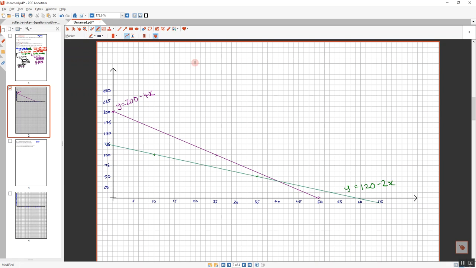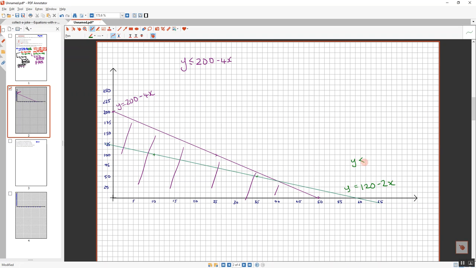Now, if I want to shade y is less than or equal to 200 minus 4x, am I going to shade underneath or above this line? Underneath, okay, right. So I'm going to shade underneath. So it'll be all of this stuff. Now I'm going to shade it, but you just watch for a second.